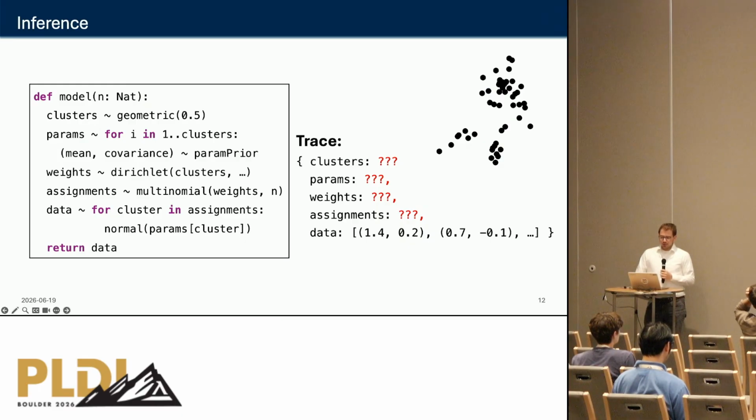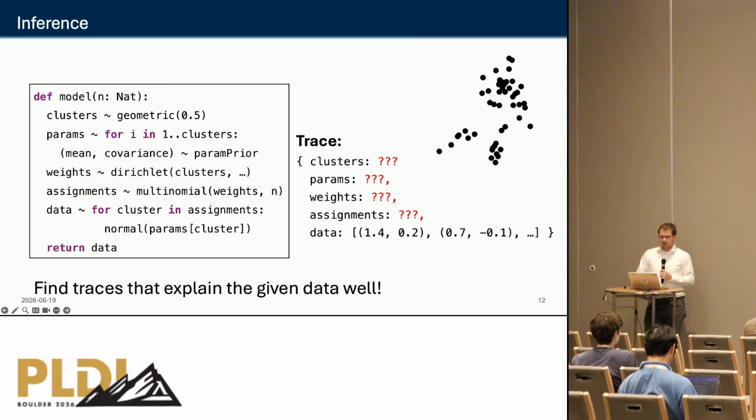So if we're given these data points, we want to find program executions that could plausibly have generated them. In other words, we want to find plausible execution traces where the data part is exactly the given data points.